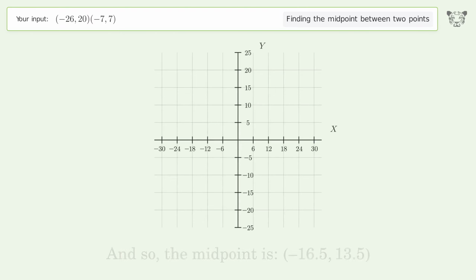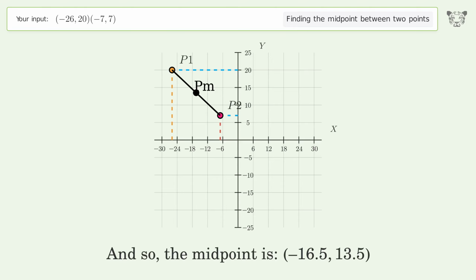And so, the midpoint is negative 16.5, 13.5.